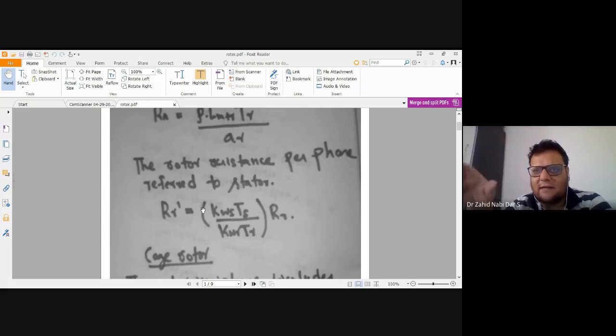Only the winding factor and the number of turns on the stator and rotor side will change. So R_R dash is equal to, you can refer it any which way, R_R dash is equal to K_WS T_S K_WR T_R by R_R.